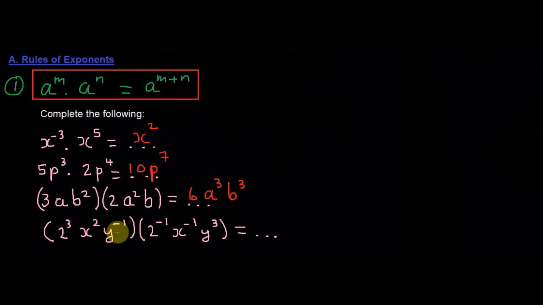So 2 to the 3 times 2 to the negative 1. 3 plus negative 1 is 3 minus 1, which is 2. So it's 2 squared. Then we have x to the 2 plus negative 1, which is 2 minus 1, which is 1. So it's just x to the 1 or x. And we have y to the negative 1 times y cubed. Negative 1 plus 3, of course, is 2. So it's y squared. And here we can simplify further. 2 squared is 4. So it's 4x y squared.